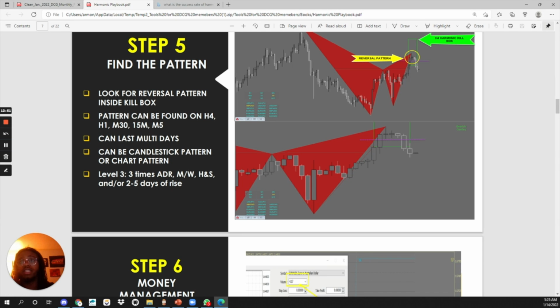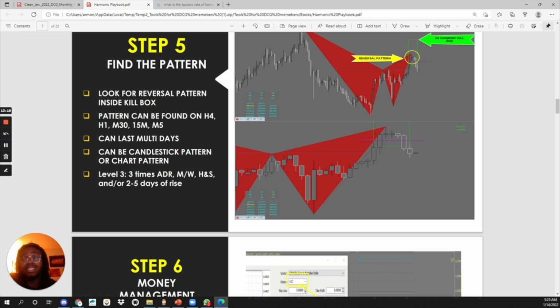It says the pattern can be found on the 4-hour chart, the 1-hour, the 30-minute, the 15-minute, or the 5-minute. And this can last multiple days. Sometimes it may take multiple days for the setup, the pattern, so to speak, to show. I don't know why it was so hard for me to get that out. But anyway, it could be a candlestick pattern or a chart pattern.